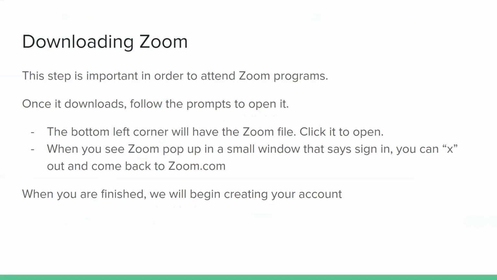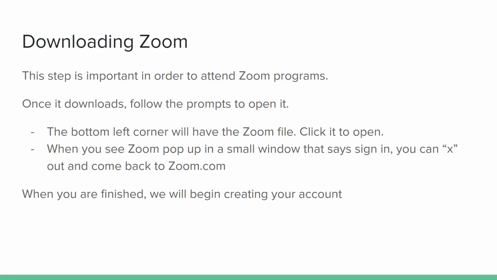So that bottom left corner, you're going to click on that Zoom file. And then you'll see a Zoom pop-up window. It'll look like just a square in the middle of your screen that says sign in. You can actually X out of or close out of that window, and you'll come back to the main screen that says zoom.com. You won't have to worry about that little screen for now.